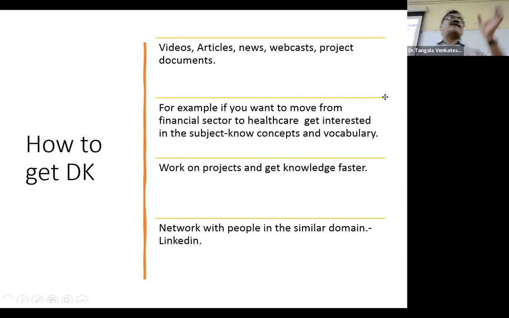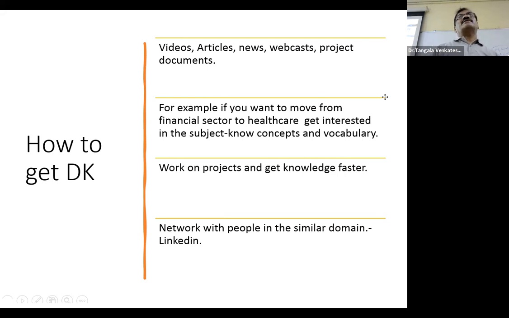So within Economic Times, you might have seen on the top, you have segmentation of the paper. About stock markets, you will be seeing in one paper, about marketing brands, you will be seeing in another paper. So out of the total Economic Times newspaper, if you are interested in marketing, you can read that particular paper, about brands, marketing. If you are interested in the financial sector, you can read those news. So here you can gain domain knowledge through videos, articles, news, webcasts.